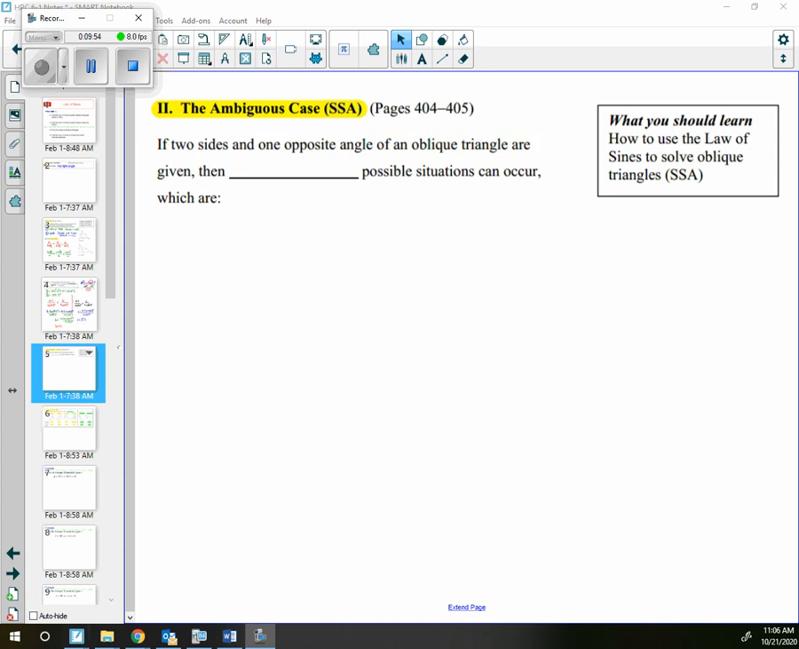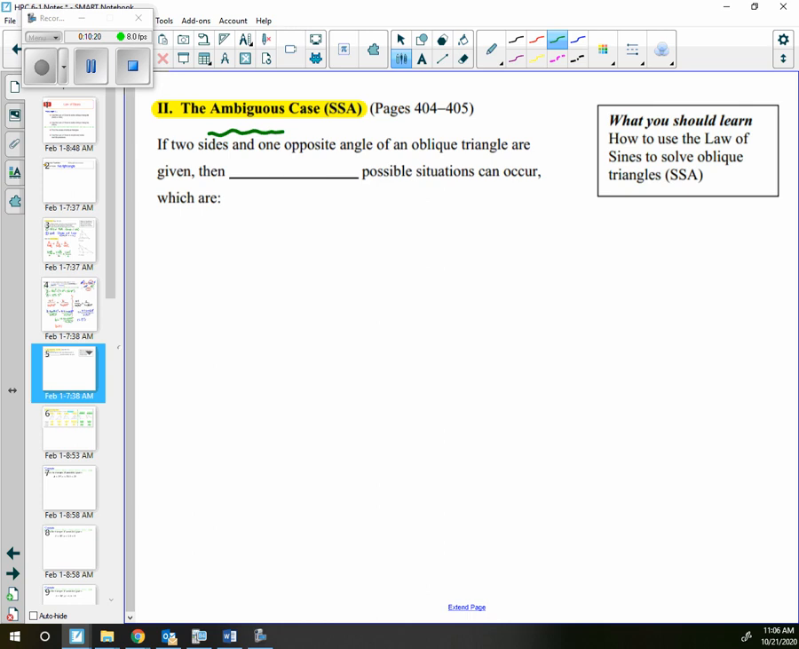Alrighty, so now here's where things get interesting. When we start talking about two sides and an angle, or two sides and an angle opposite one of those sides, that's when things get a little bit crazy. We have something called the ambiguous case. I want you to take a moment and Google the word ambiguous. Google that word for me quick. What does ambiguous mean? Because that'll help you understand what we have going on here for side-side-angle.